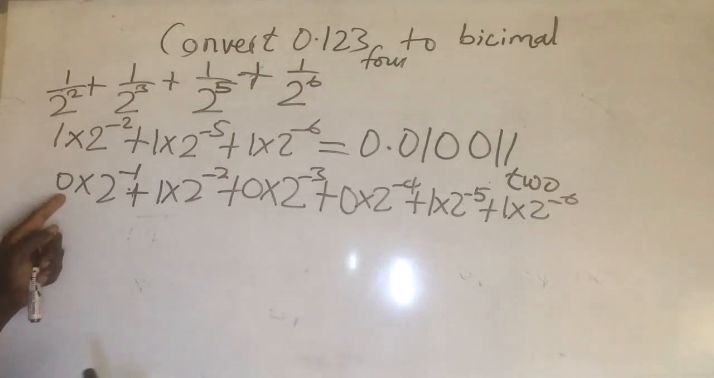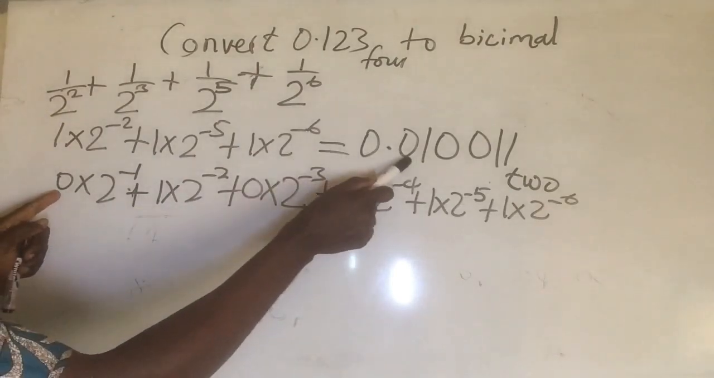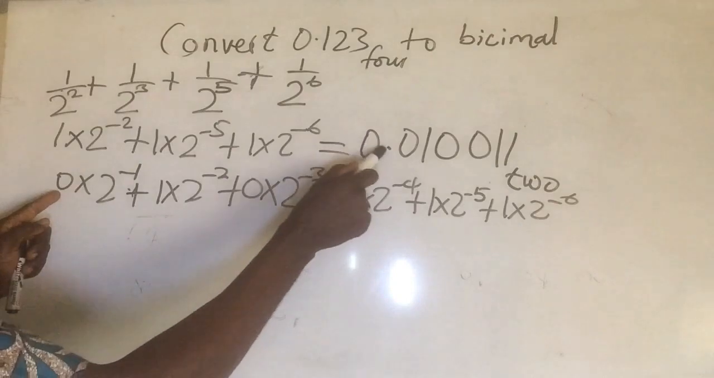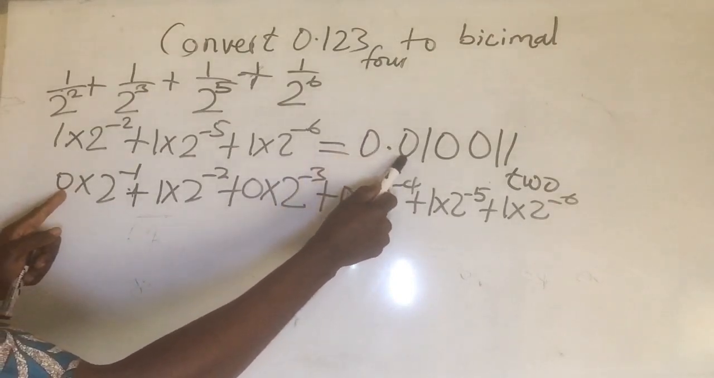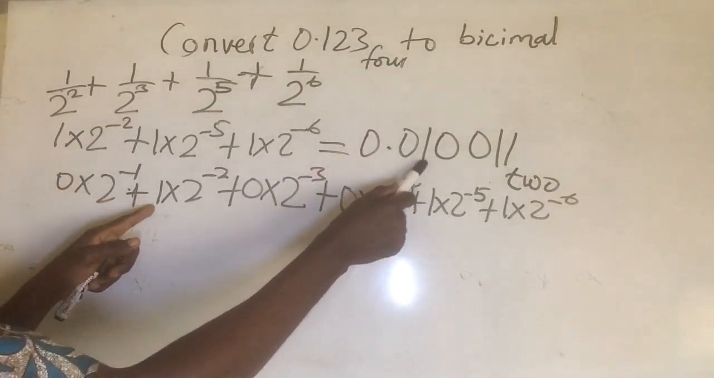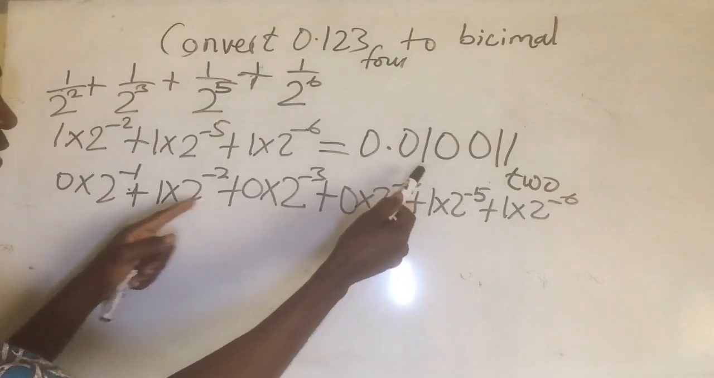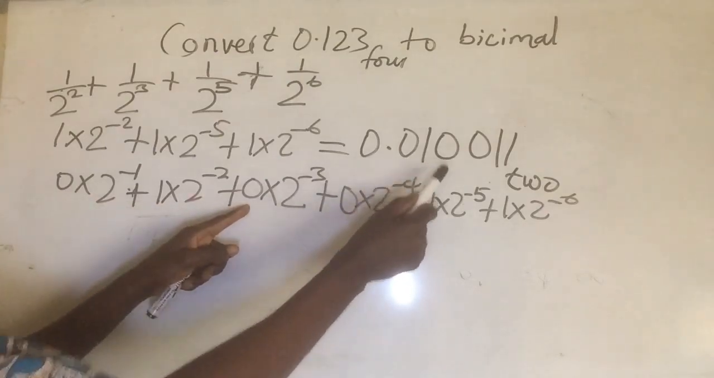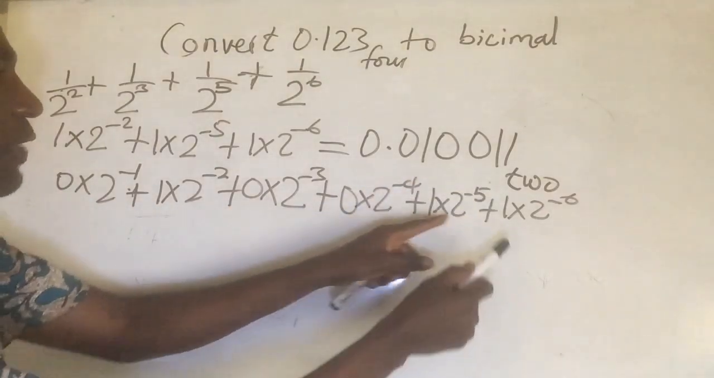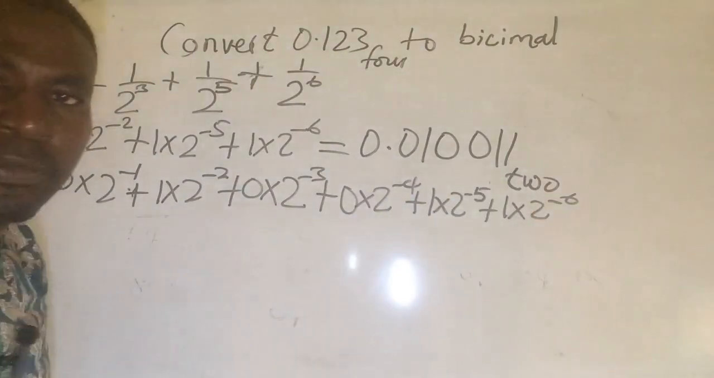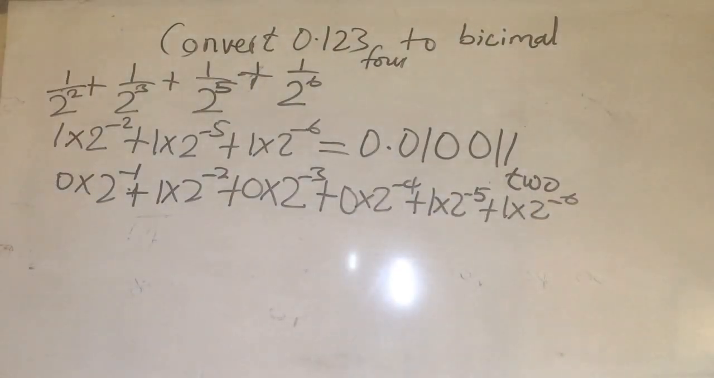Then we start picking our answer from 0, which is this. Our answer is 0 point. The first one is 0, the second one is 1. The third one, 3, is missing, so 0. Then 4 is 0, 5 is 1, and 6 is 1. So that's how it's supposed to be.